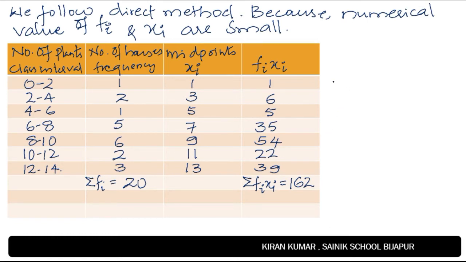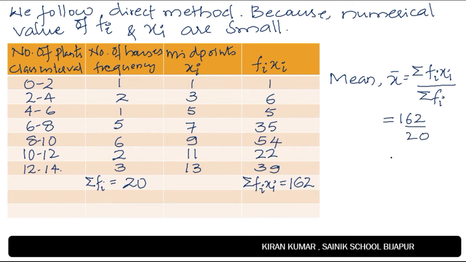So we find the mean. Let me mention that by x bar, this is equal to sigma fi xi, the sum of the products of frequency and mid value, divided by the sum of all the frequencies, sigma fi. Let's substitute the values: 162 divided by 20, we get it as 8.1. So the mean number of plants is 8.1.